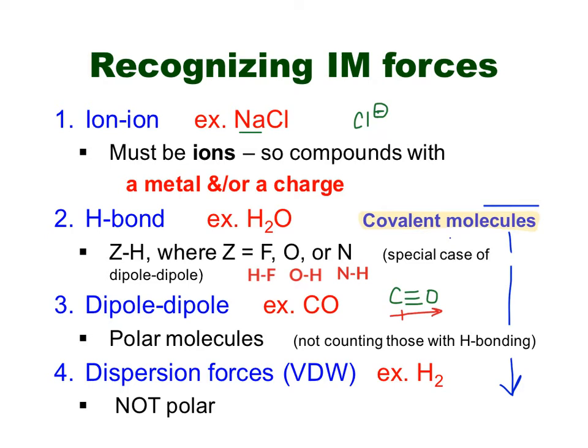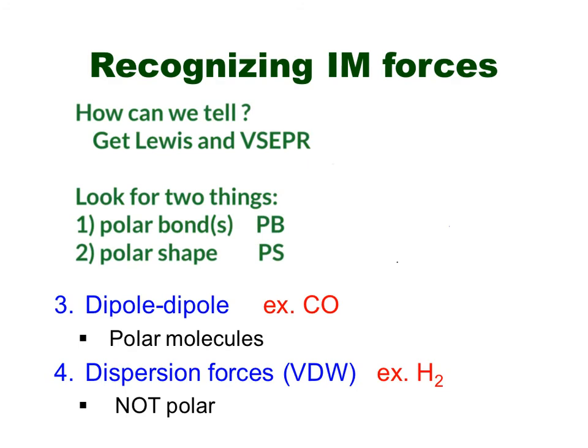Generally, people usually feel pretty good about 1 and 2. Sometimes there's a problem between 3 and 4, so let's talk about those for just another minute. The main issue trying to distinguish between 3 and 4 is that you can't always tell just by looking at the elements. You have to actually know something about what it looks like in 3D space. So the first thing you're going to do is get the Lewis dot structure, and from that you can get the VSEPR structure, which we've already talked about.